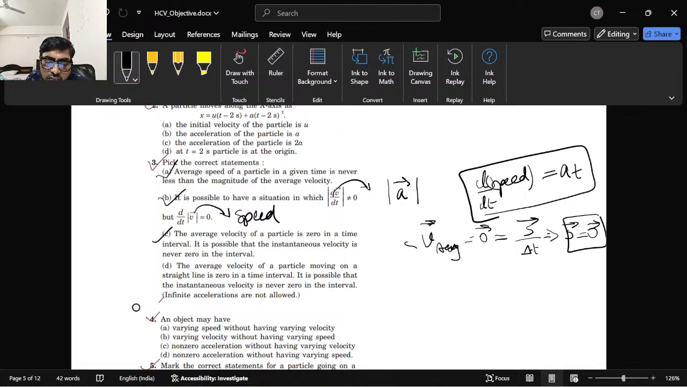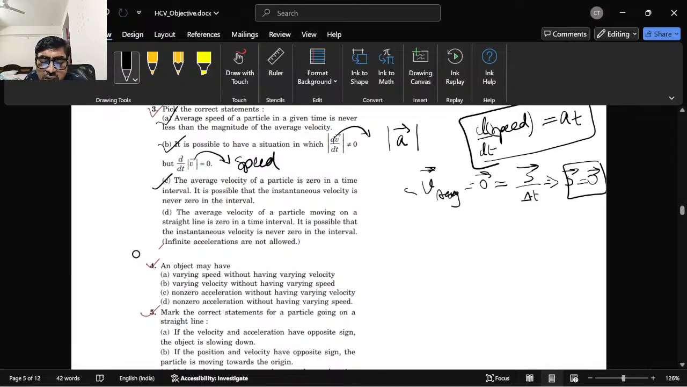Next, D. The average velocity of the particle moving on a straight line is 0. Average velocity of the particle moving on a straight line, he had mentioned. In the previous option they didn't mention straight line. That's why I have taken a curvilinear path. It is possible that the instantaneous velocity is never 0 in the interval.